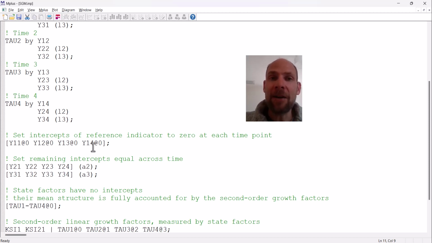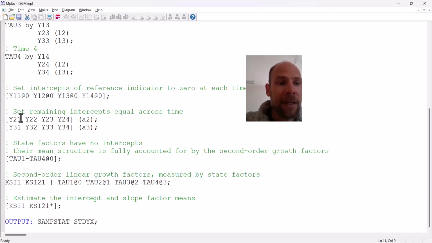Now that has another consequence, and that consequence is that this indicator also has time invariant parameters because the loadings are equal to 1 at each time point and the intercepts are set to 0 at each time point. So that means this indicator has also measurement invariance, or for this indicator measurement invariance holds. Now there are other ways in which you could identify the mean structure. You don't have to go this way with fixing the intercepts to 0 for a reference variable, but it's one way to do that.